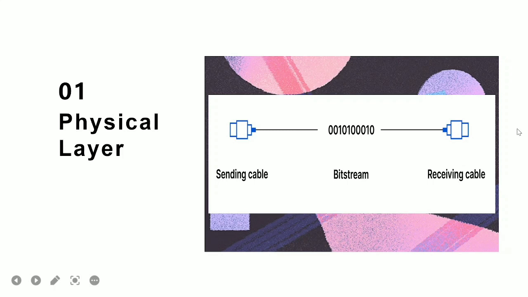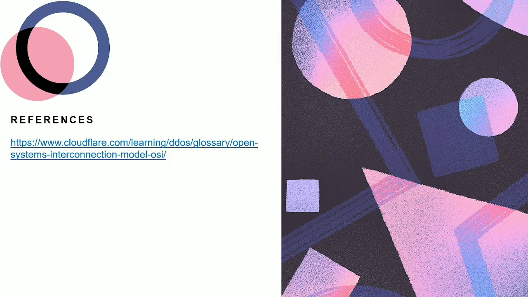So that's all. That is the 7 layers of the OSI model. I hope you guys understand the function of each layer.